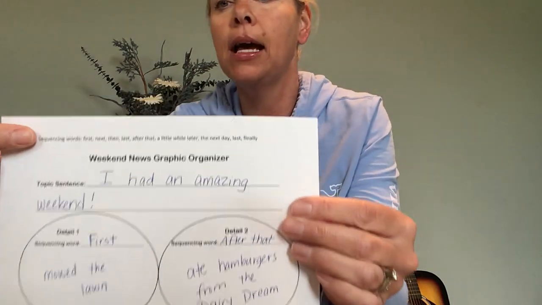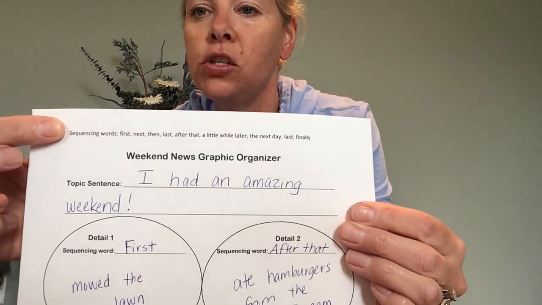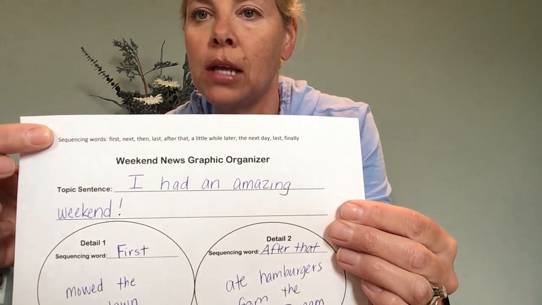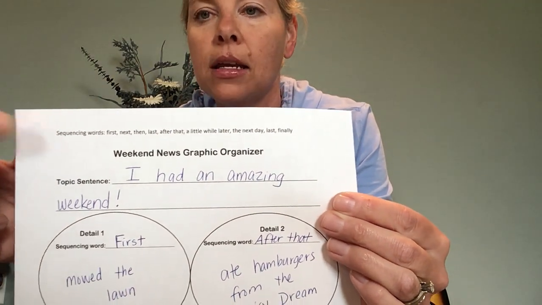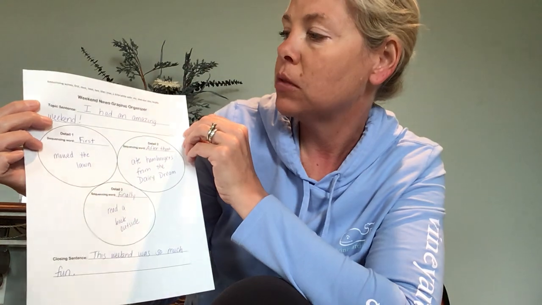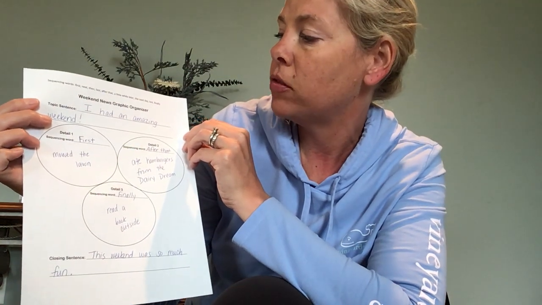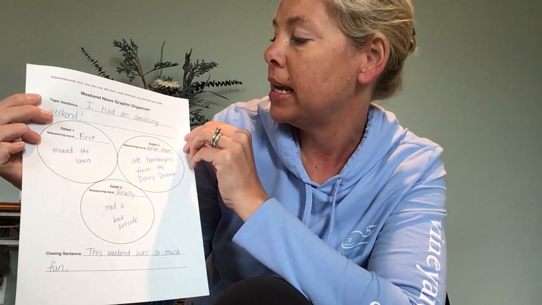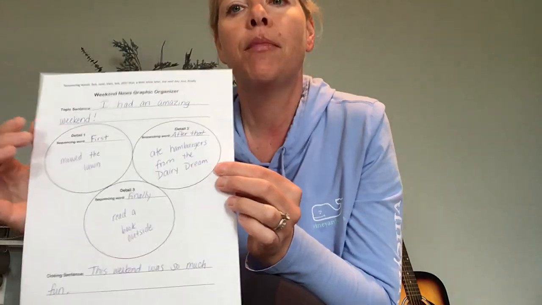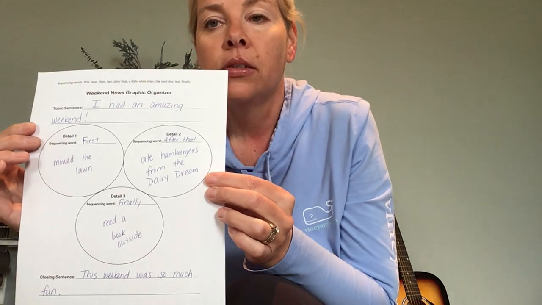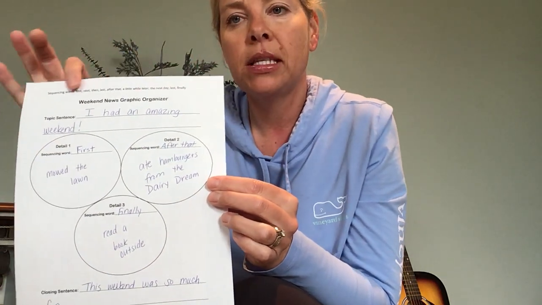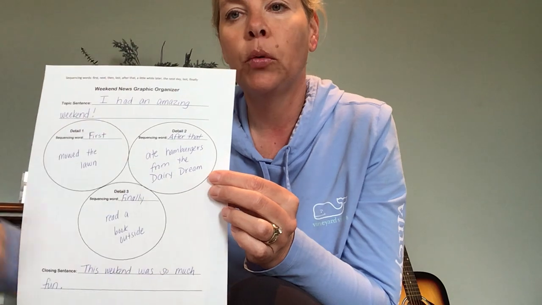Now, we are writing personal narratives, and in narratives, it's important to include sequencing words. So you might notice at the top, I gave you a bunch of different sequencing words that you could use as choices for your writing. Some example sequencing words: first, next, then, last, after that, a little while later, the next day, finally. You don't need to use all of these. You only need to pick 3 of them that would make sense for your writing. So be thinking about that. Use these sequencing words as you complete your organizer.